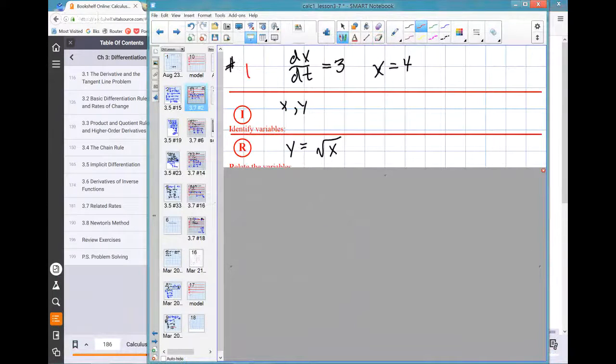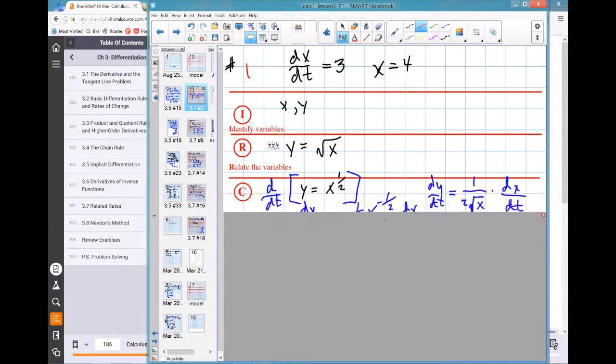Okay, so you'll see they give you a bunch of information. They tell you the equation. So this time they gave you the equation y equals square root of x. We've got 2 variables, x and y. And they gave us dx/dt is 3, and they said x is 4. So that's all basically given information in those beginning problems that kind of hand it all out to you.